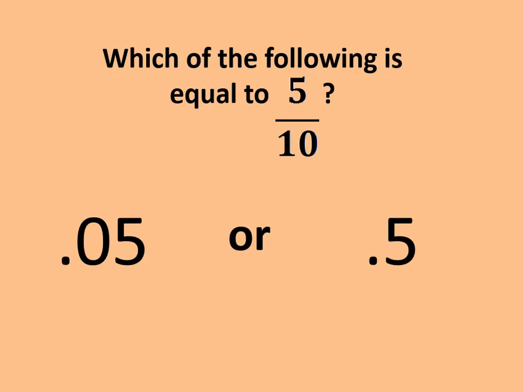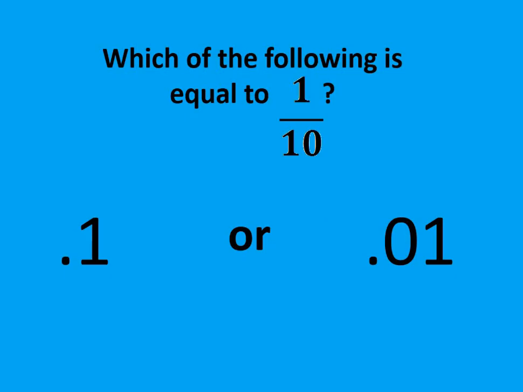Let's practice. Which of the following is equal to 5 out of 10? I'll put my numerator, which is 5, as it is. The decimal point will be after one place. So the answer is this one. One place. 5/10.